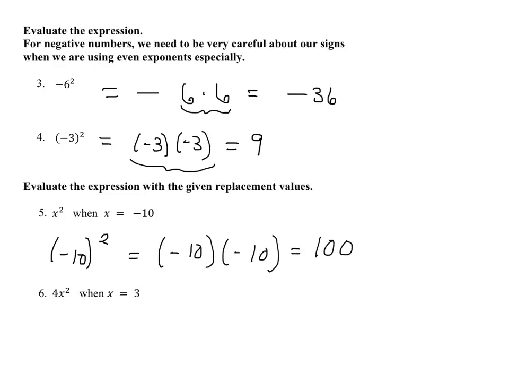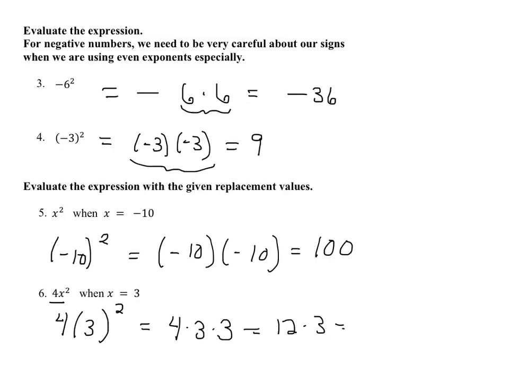The next one, 4x squared, is a little tricky because we haven't done a whole lot of order of operations yet. But here's the deal. Again, I create the shell, put in the 3 for the x. Now, if I think about it, 3 squared really means 3 times 3. And this 4 in front of the x squared really means I'm going to multiply. So everything is under multiplication. And now I can just go ahead and multiply. 4 times 3 is 12.